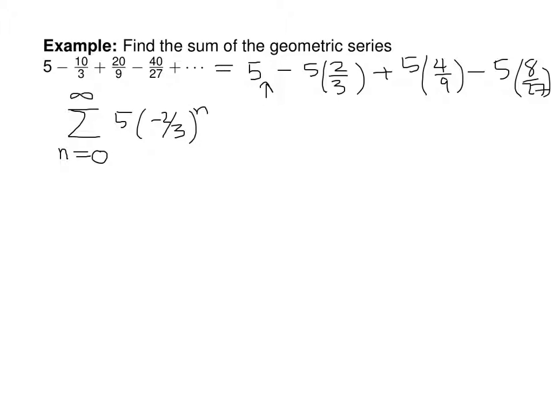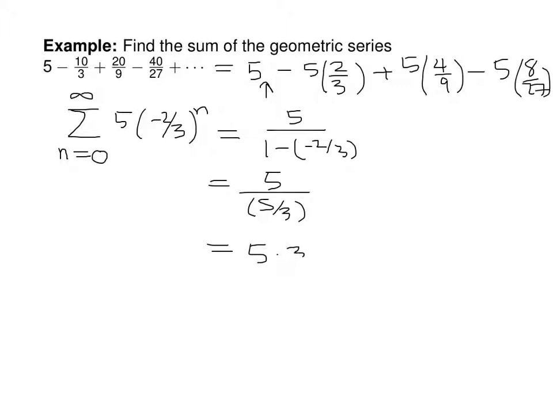And in this case, we already have the sum beginning at 0, so we can go ahead and apply our formula. So we'll have 5 over 1 minus negative 2/3. So that will be 5 over 5/3, which is the same thing as 5 times 3/5. So this geometric series sums to 3.